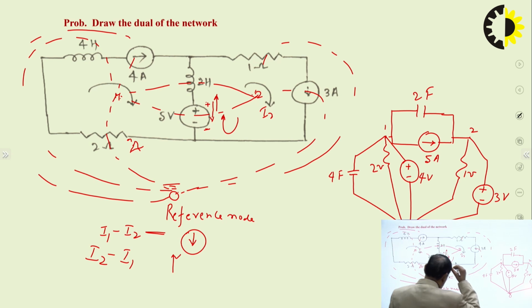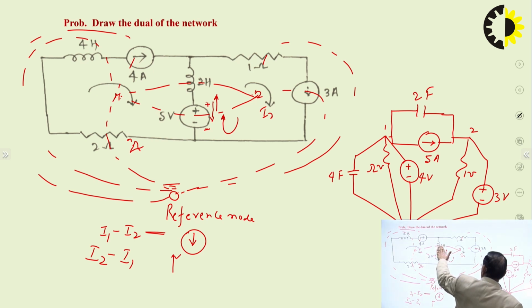So we can draw it more clearly. 4 farad, 2 mho and 4 volt are in parallel because 2 ohm, 4 Henry and 4 ampere are in series. So in the dual they will be in parallel, all three. This 2 Henry and 5 volt are in series, so in the dual they will be in parallel. The dual of the 2 Henry is 2 farad and the dual of the 5 volt is the 5 ampere. Now, the 1 ohm and 3 ampere are in series, so in the dual they will be in parallel. So this is the dual of the network.